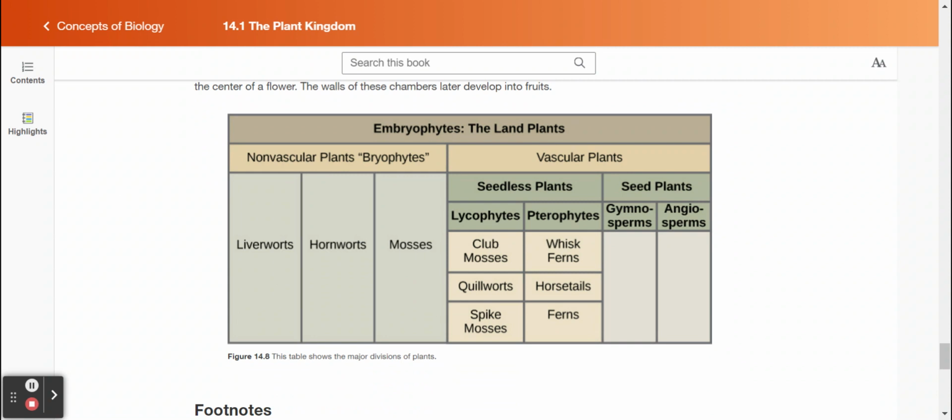Figure 14.8 is a table that shows the major divisions of land plants.